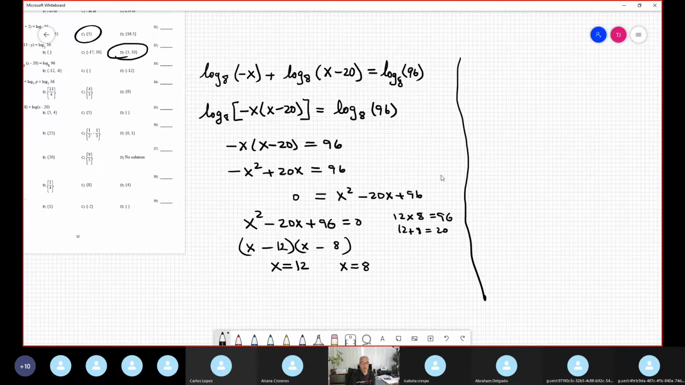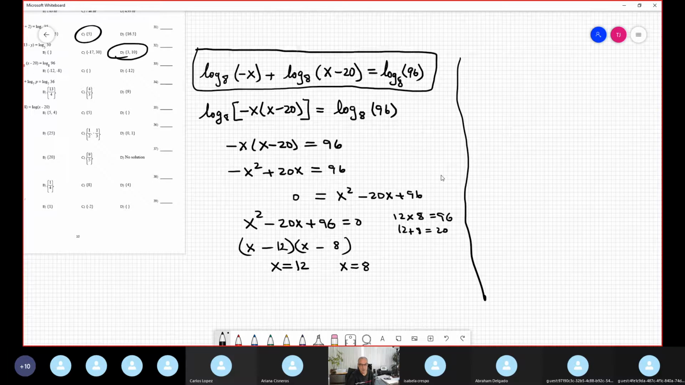Wow. Okay, now this is the weird part of this problem. In this case, the solutions are positive. When you plug them into the original, it's obvious that 12 here becomes negative 12, and the logarithm of negative numbers is undefined. The logarithm of negative 8 and negative 12 is undefined.